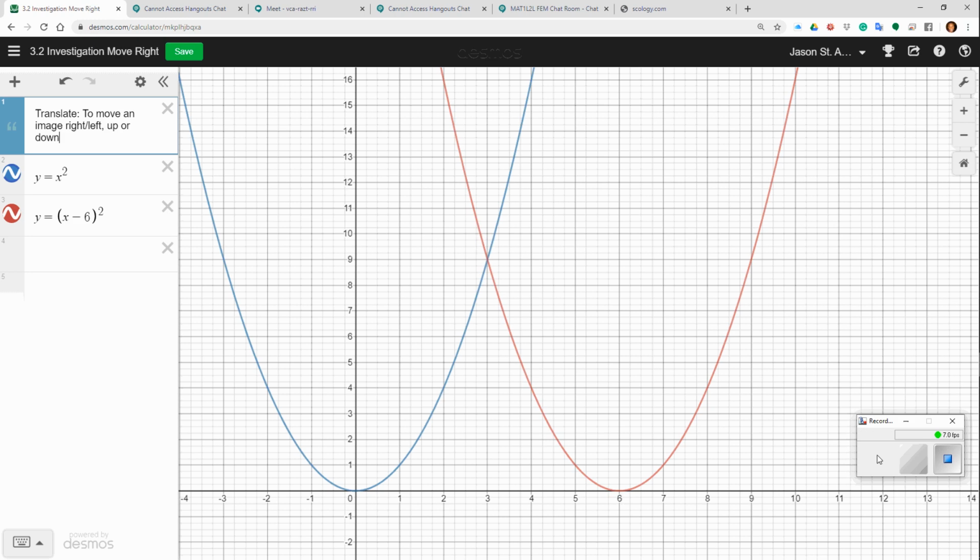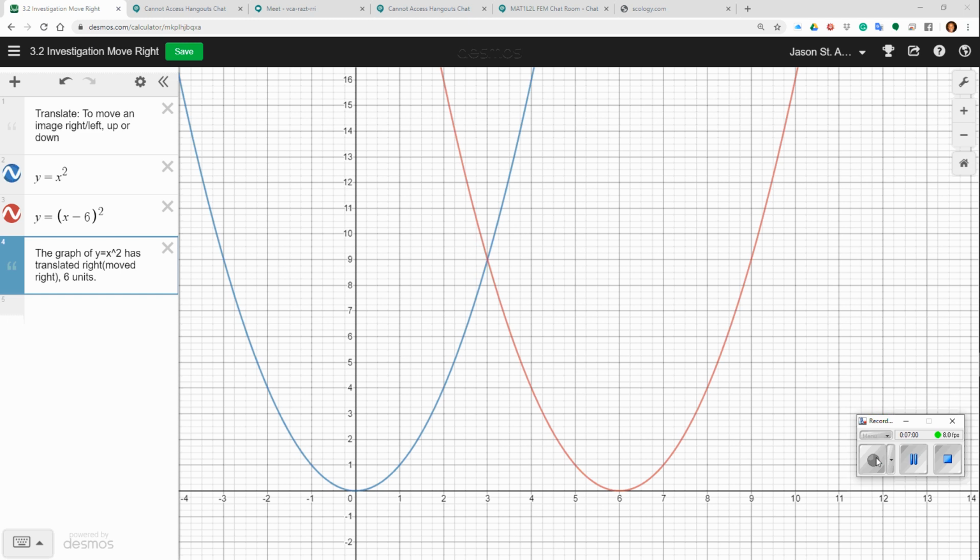The new word translate talks about taking a base image and moving the image either right or left, up or down, or a combination of those two. So if I was taking a look at y equals (x minus 6) squared, to use the word translate in a sentence to describe what happens, we would say the following. We would say that the graph y equals x squared has been translated to the right 6 units in order to get (x minus 6) all squared.